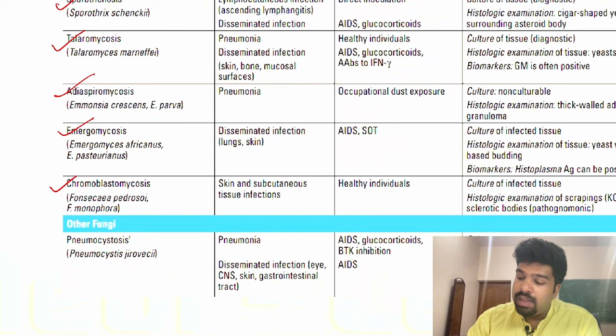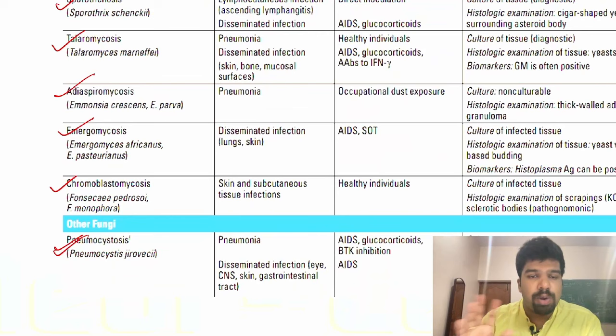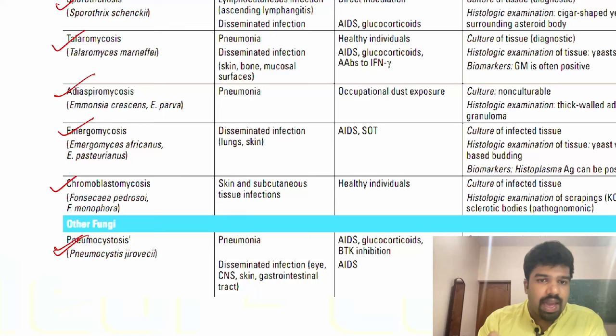Then other fungi like pneumocystosis. So pneumocystis is basically again an opportunistic fungus. The problem is whether it's a fungus or a bacteria, we don't know. It's kept in fungus. So you just have to remember it as a fungus. And you have to remember it is Pneumocystis jirovecii and not carinii, because Pneumocystis carinii is present in rodents and not in humans. Okay. So these are the important tables that you need to know.